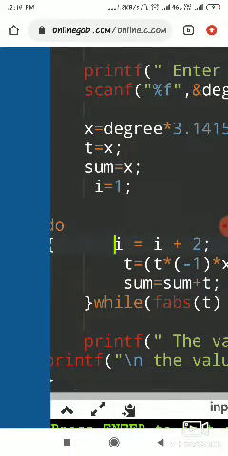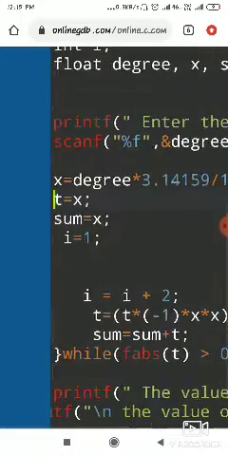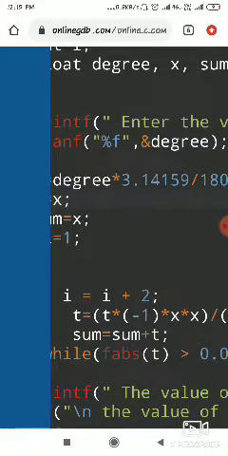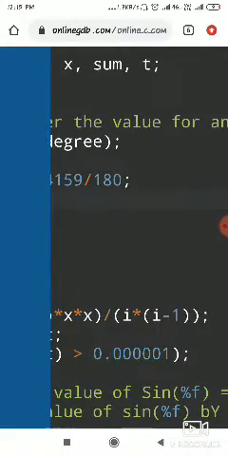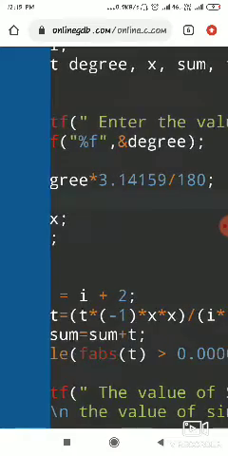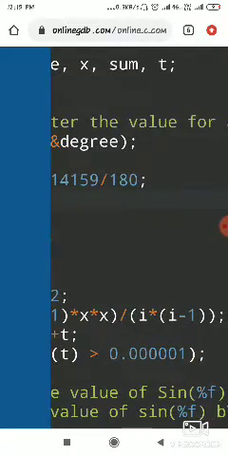What is t holding? t is holding x value here, so I am writing x into x, x cube, very good, divided by i into i minus 1. What is the value of i? i value is 3, because initially it was 1 plus 2, it is 3. 3 into 2, isn't it a factorial? 3 factorial, 3 into 2, yes it is.